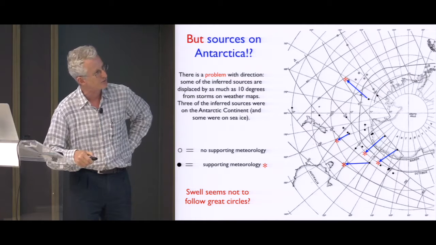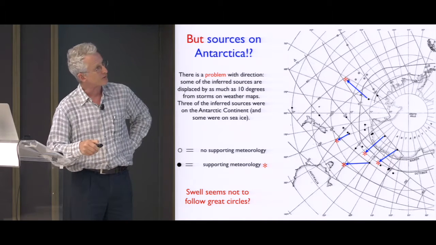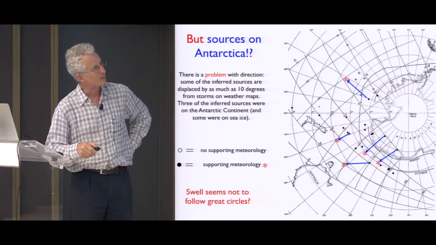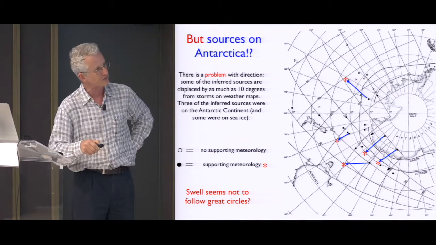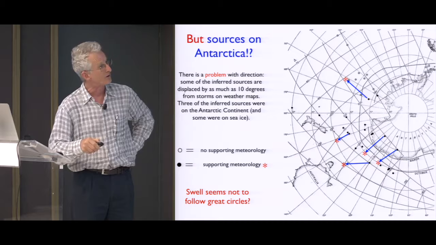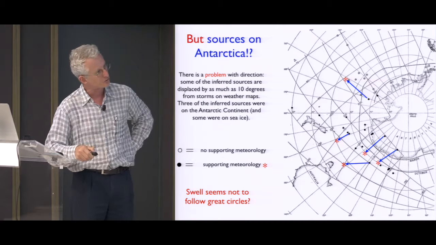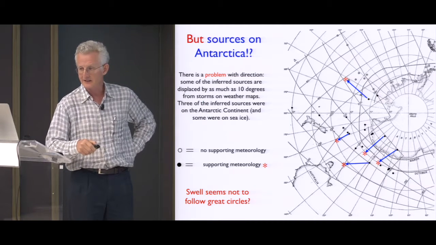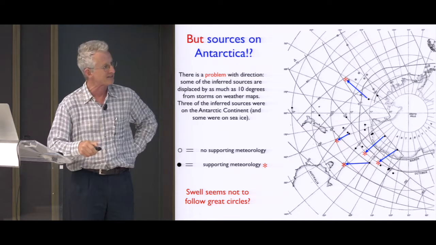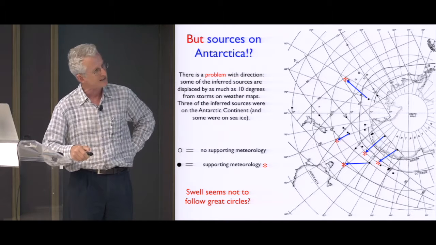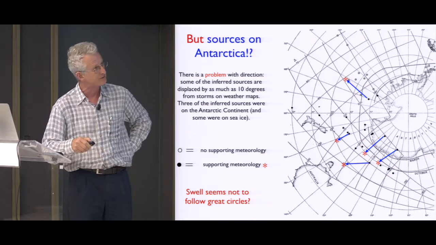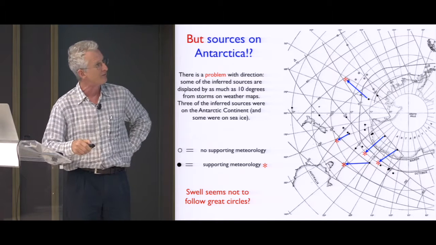The ice edge in October, for instance. Some of the inferred storm locations had to be displaced quite a distance from where there were actually storms on the weather map. Some of the inferred sources were on Antarctica, which is crazy. It's impossible. If you have a storm on Antarctica, it's not going to generate waves. Some of the storms were on the sea ice, which is a very effective absorber of waves, so you wouldn't expect a signal either.